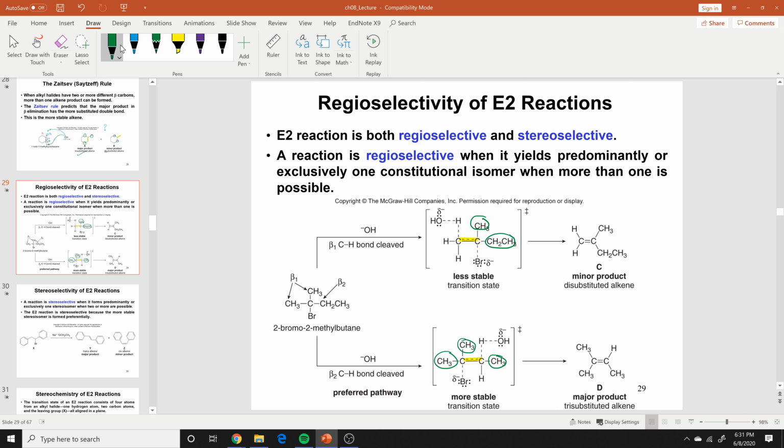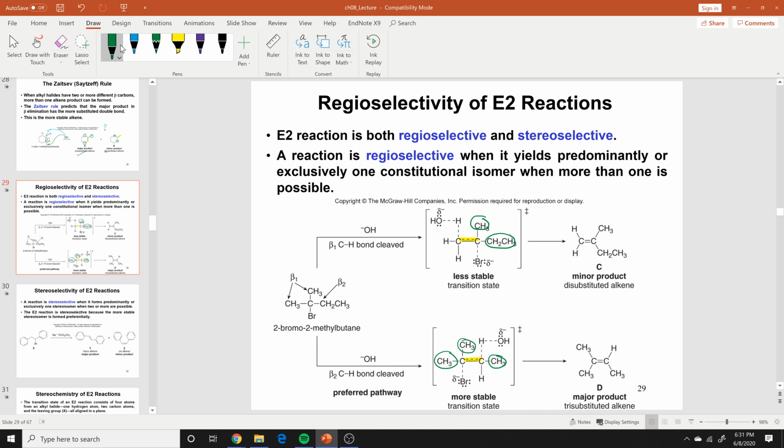So the idea is always your major product is going to be the most substituted alkene. If you have more than one beta hydrogen, write all the products down, but then when you want to arrange them, just make sure you pick the major alkene, and that is going to be your major product.